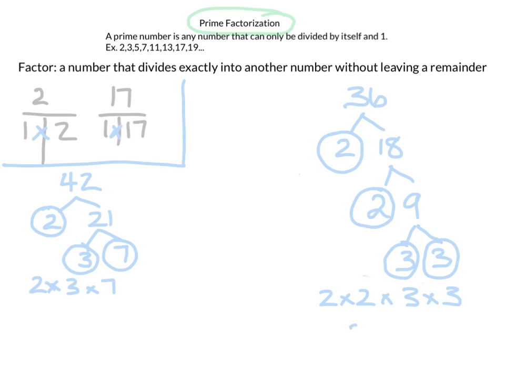I have 2 2's, so I'm going to say 2 to the second power. That means 2 times 2. Times 3 to the second power. And that means 3 times 3. That's my prime factorization for 36.